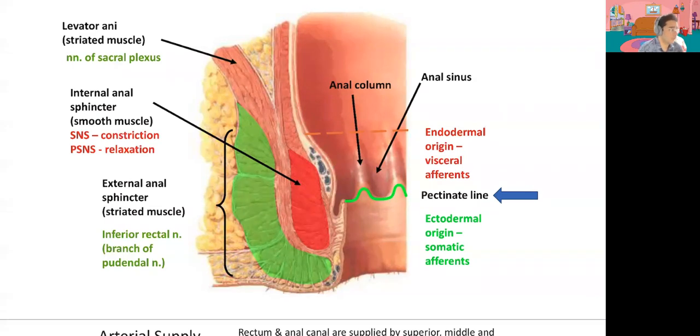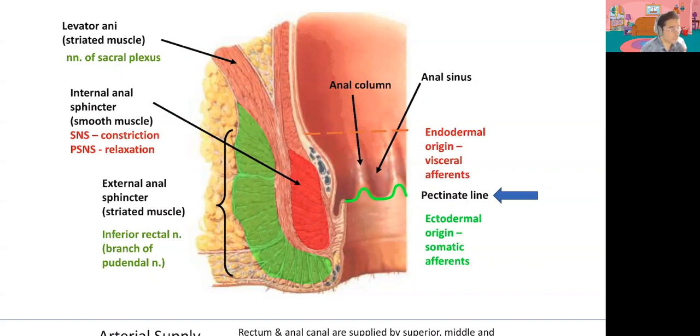Okay. Obviously, you guys have covered this a little bit with autonomics, internal anal sphincter, right? It's governed primarily by SNS and PNS, right? SNS constriction, PNS relaxation. What you actually have control of, somatic control of, is the external anal sphincter, like most things, right?